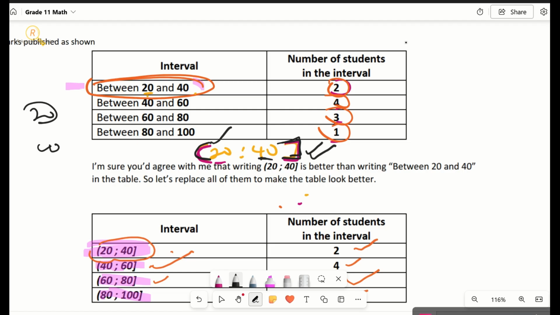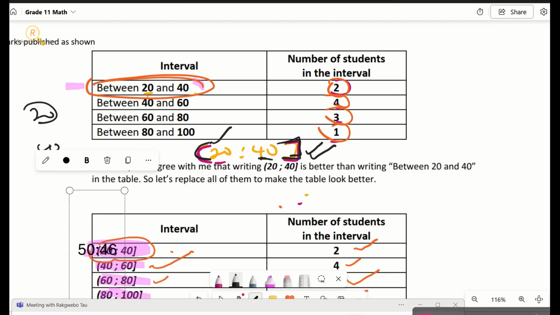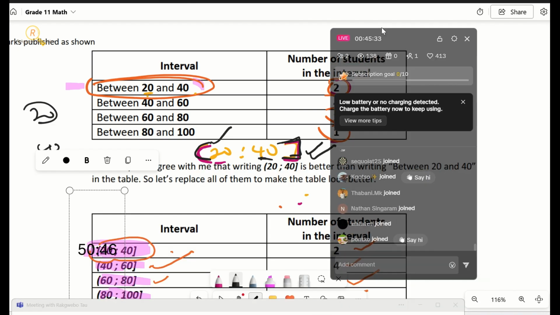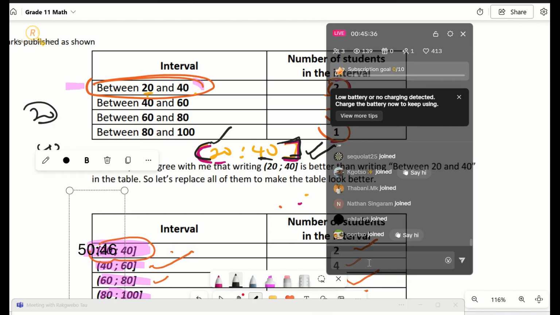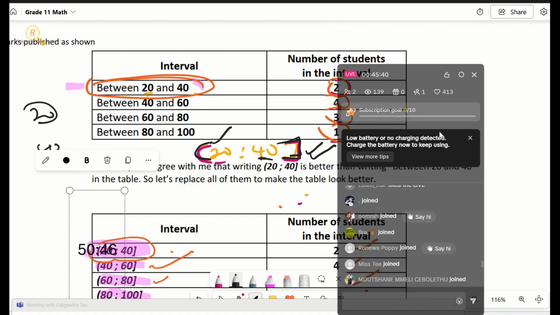Is that clear, Kopano? Yeah. Easy. Okay, sharp. So that's what we did.